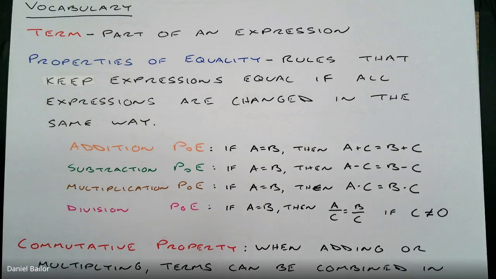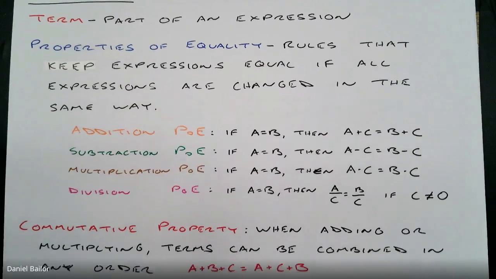But those are the properties of equality: the addition one, the subtraction one, multiplication, and division. If we change both sides the same way, we keep equality. So those are the first 4 properties we're going to use in this lesson. Now might be a good time to pause the video and finish copying any definitions into your notes, because I'm going to scroll up to see the other 3 properties we're going to use today.